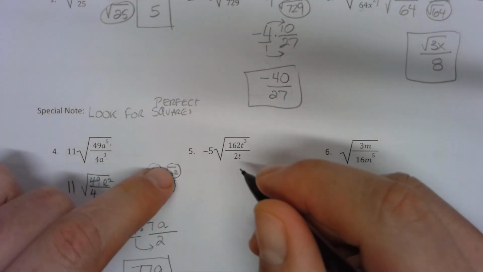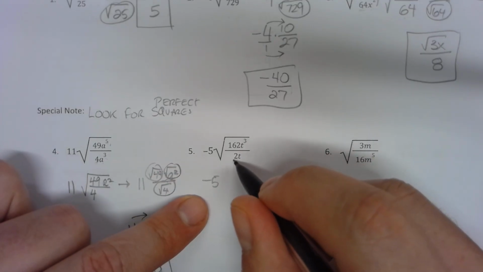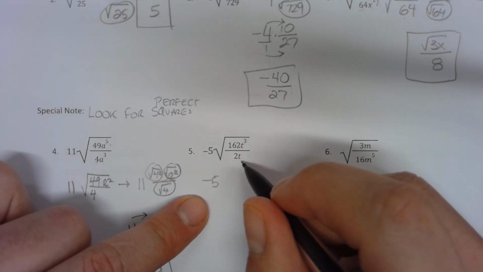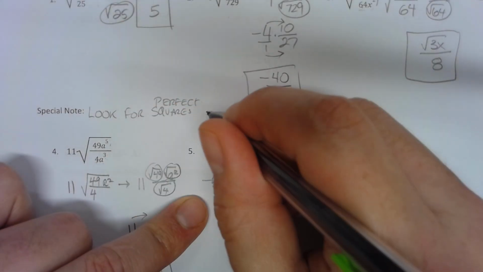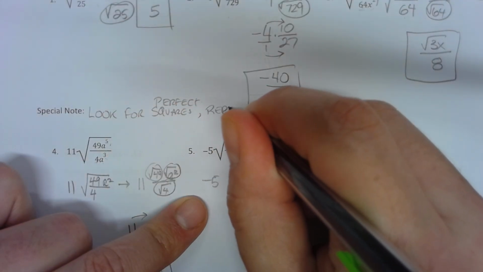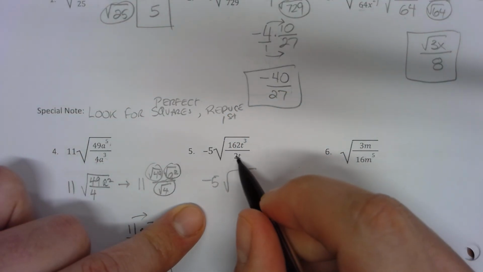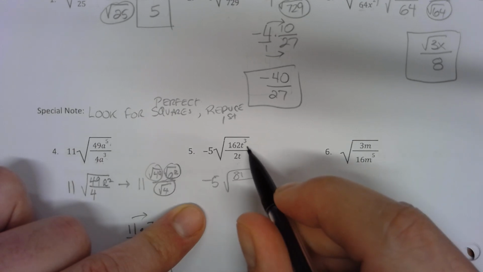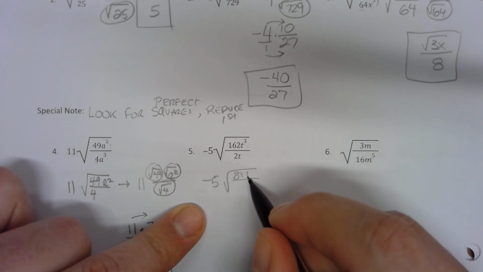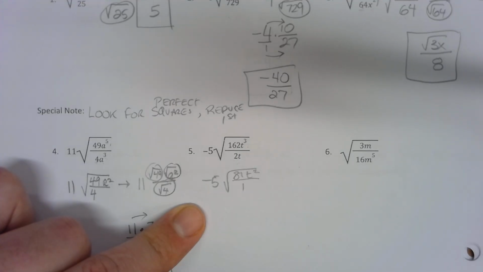Number 5. Start with negative 5. Do we have any perfect squares? I think when these reduce, they will become perfect squares. So another part of the special note is you may have to reduce first. 2 goes into 162 81 times, so 81 on the top. There are 2 more t's in the top. There's nothing in the bottom any longer because the 2 and the t, they cancel out.